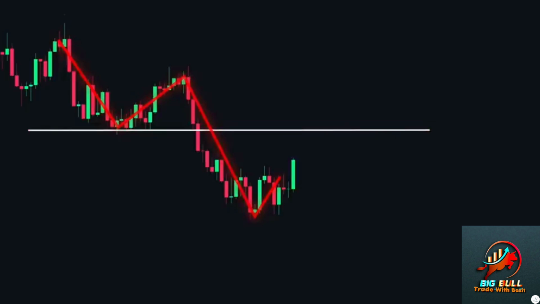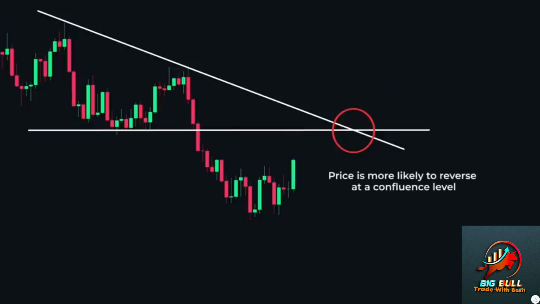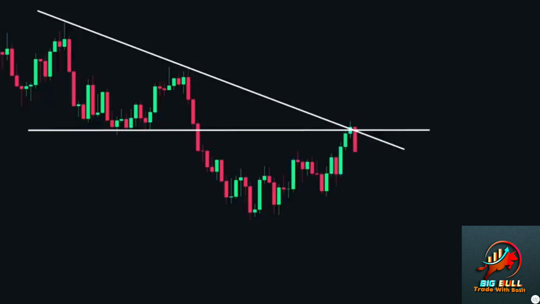However, we also see that the price has made 2 lower high points, creating a strong trend line. This area where the trend line and resistance level intersect is called a confluence level, an area where multiple key levels meet. Price is more likely to reverse at a confluence level. Now, we wait for the price to reach this confluence level. Once it does, we anticipate a reversal, but we still need confirmation.